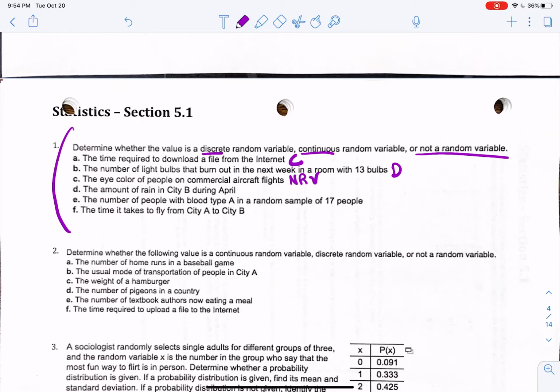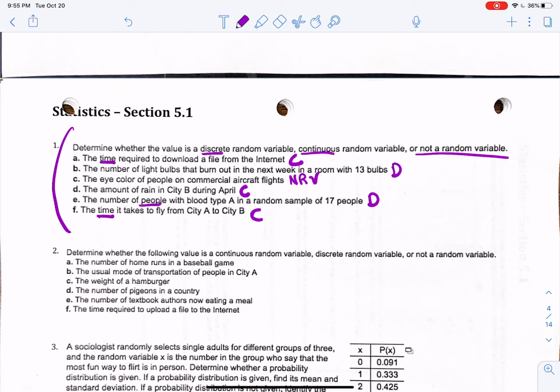The amount of rain in city B during April, that's going to be continuous, because we can have half an inch, or 0.56 inches, or 0.567 inches, or blah blah blah. That decimal could go on forever. The number of people with blood type A in a random sample, we're talking about number of people, and that is countable, so that is discrete. The time it takes to fly from city A to city B, there we're talking about time again, which is like A, so that is going to be a continuous random variable.